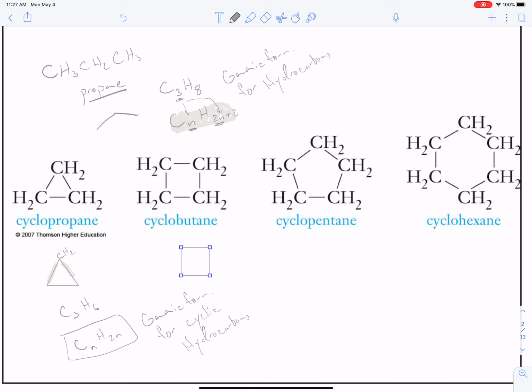What about cyclopentane? It always helps to make noises. There's cyclopentane. Notice that we have 5 blue squares. What about cyclohexane? There's our 6 blue squares. How fascinating is this, isn't it?